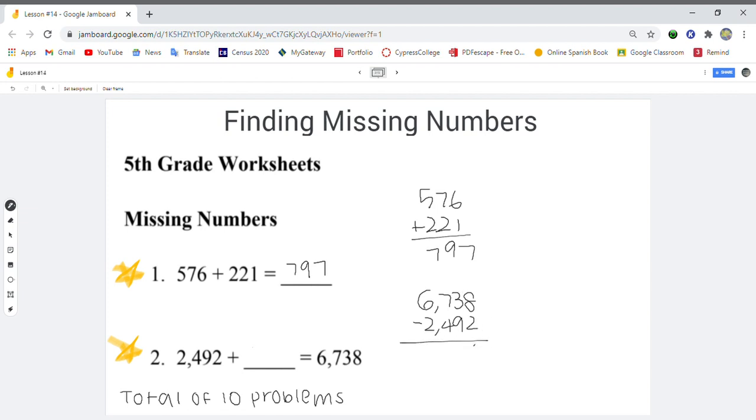And we end up with 6 on the right side. And then we end up with 4 next to 4. So now we end up with 4,246. Oops, 4,246. So that's your missing number for number 2. And that's just it for section 1.